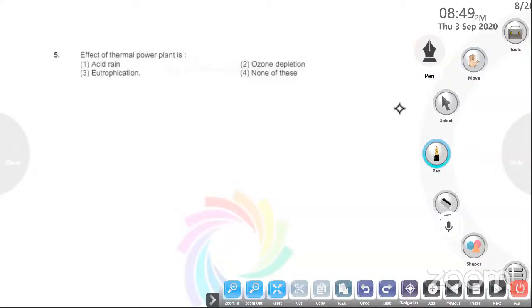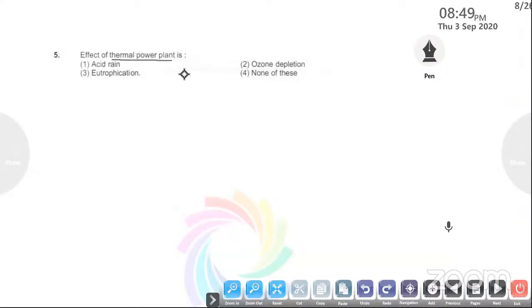Effect of thermal power plants. So in a thermal power plant, you'll be burning the fossil fuels, you'll have sulfur in it, you'll have nitrogen in it. So when you're burning this, you'll get oxides of sulfur and oxides of nitrogen. Oxides of sulfur and oxides of nitrogen are responsible for acid rains. So we are burning the fossil fuels where sulfur and nitrogen are present. Sulfur and nitrogen will give the corresponding oxides. The corresponding oxides of nitrogen and sulfur are responsible for acid rains. So we'll say the answer is acid rains.